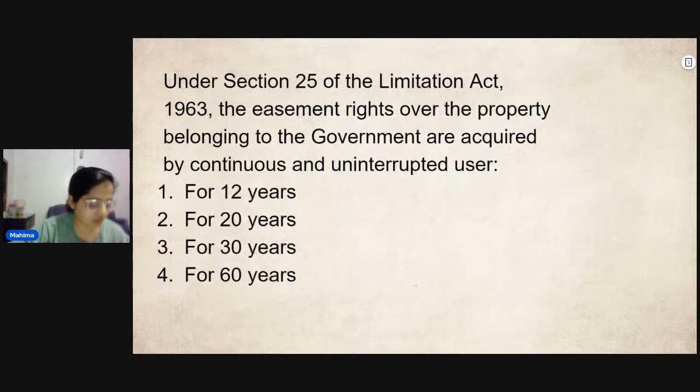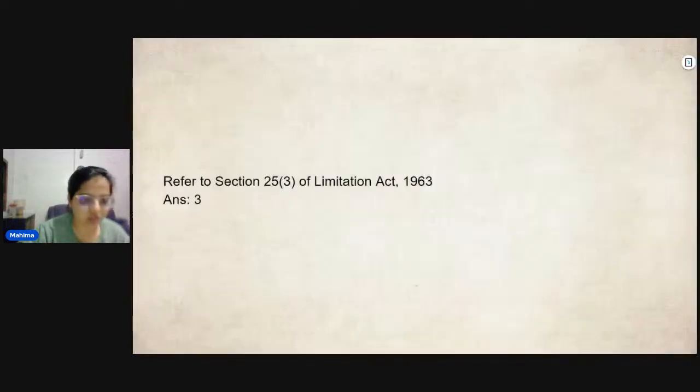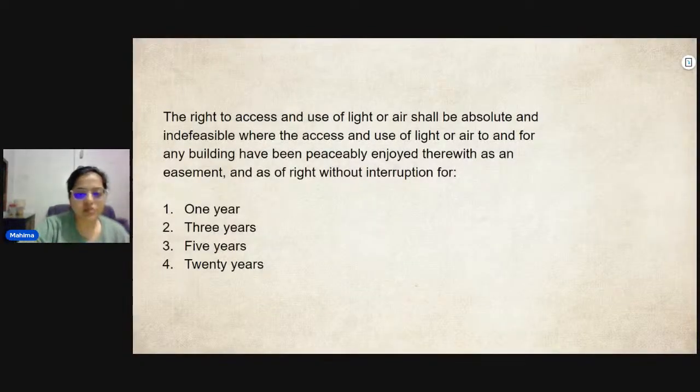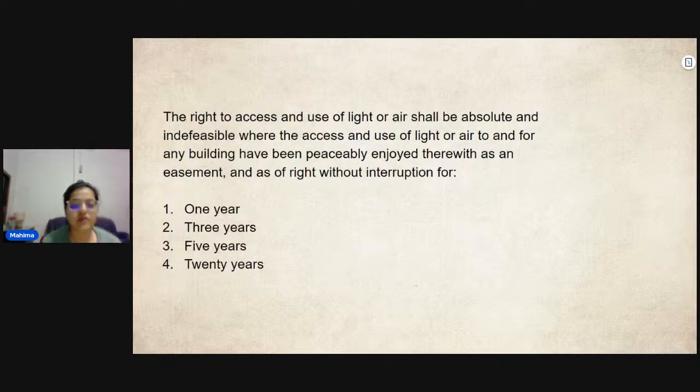Guys, yes. Shaktija said B. No, Shaktija, please read the question again. Not to the private person, but belonging to the government, it is 30 years. Okay, the right to access and use of light or air shall be absolute and indefeasible, where the access and use of light or air to and for any building have been peaceably enjoyed therewith as an easement and as of right without interruption of 1 year, 3 years, 5 years, 20 years.